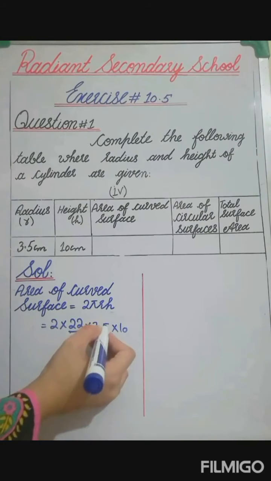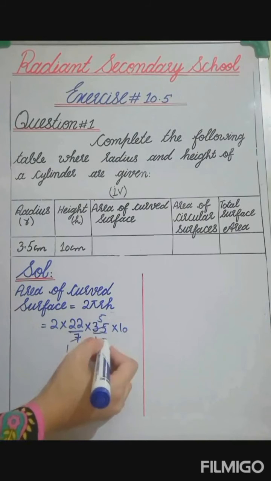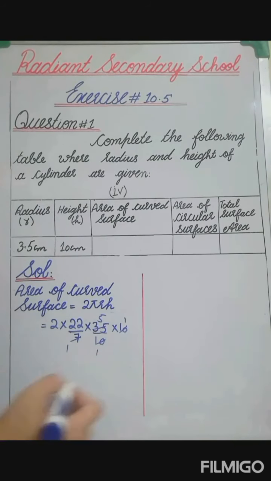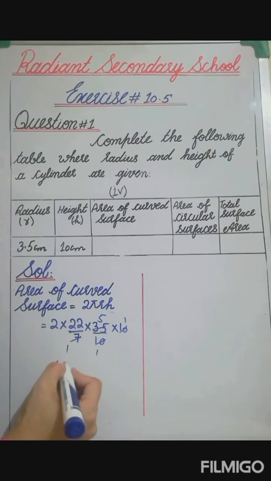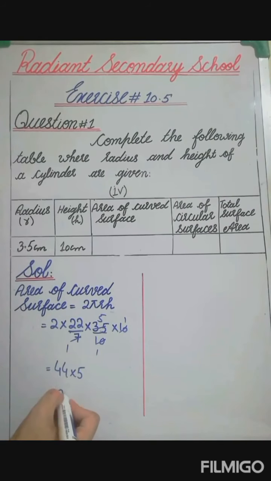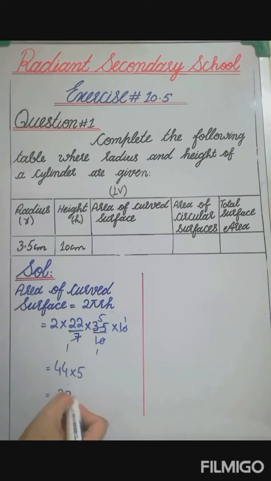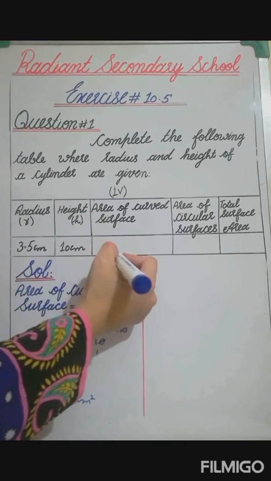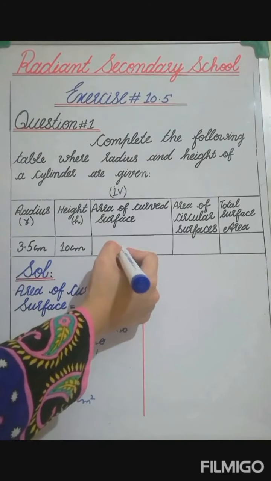7 ones are 7, 7 fives are 35, 10 ones are 10, 10 ones are 10. 2 into 22, then we get 44, 5 ones are 5. Now we will multiply 44 into 5, then we get the answer 220 centimeter square. So area of curved surface is 220 centimeter square.